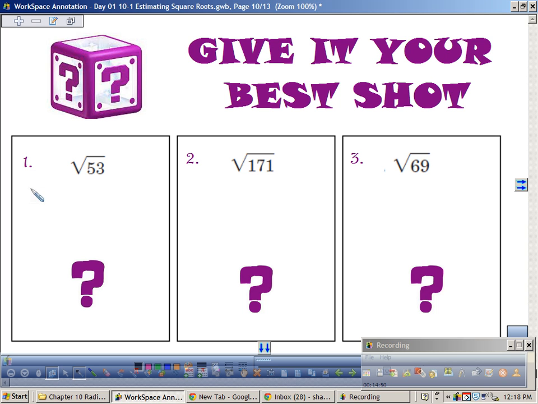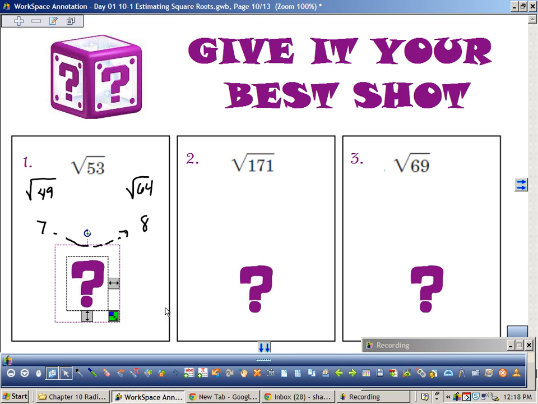Below? Okay, so something below 53 that you know the square root, what would that be? 49. What's the square root of 49? 7. So if we're going to compare 7, what would this number be? 8 or 64. Is 53 closer to 64? Is it closer to 49, or is it somewhere in the middle? Take a guess. Make a guess, and I'm going to reveal what the number is.